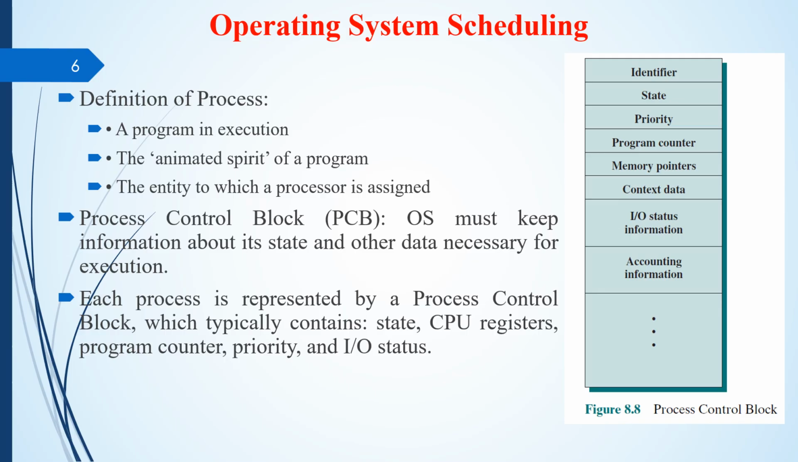Before we discuss scheduling, let's understand what a process is. A process is a running instance of a program. The operating system keeps track of all important information about each process in a process control block. This includes the identifier, process state, program counter, CPU registers, priority, and input and output status. Schedulers use information stored in the process control block to decide which process should run next on the CPU.